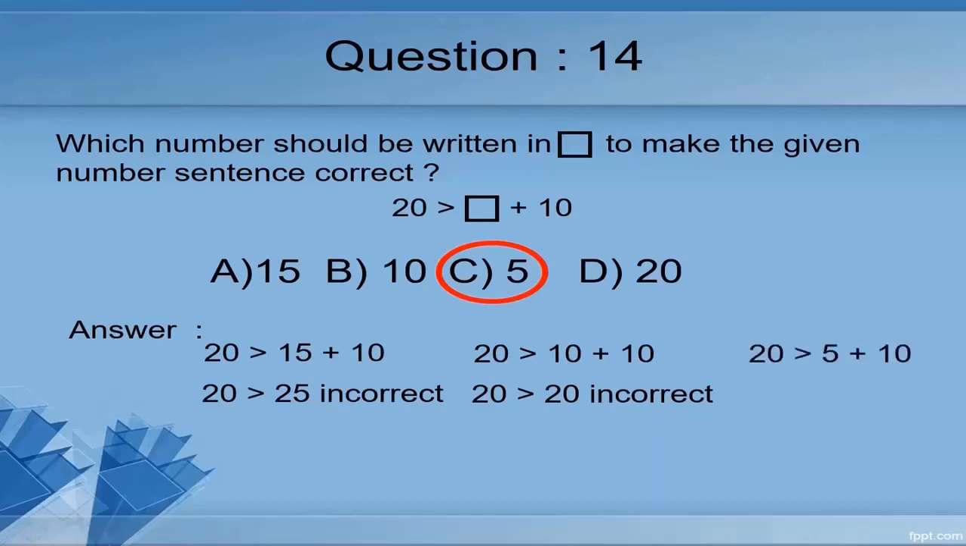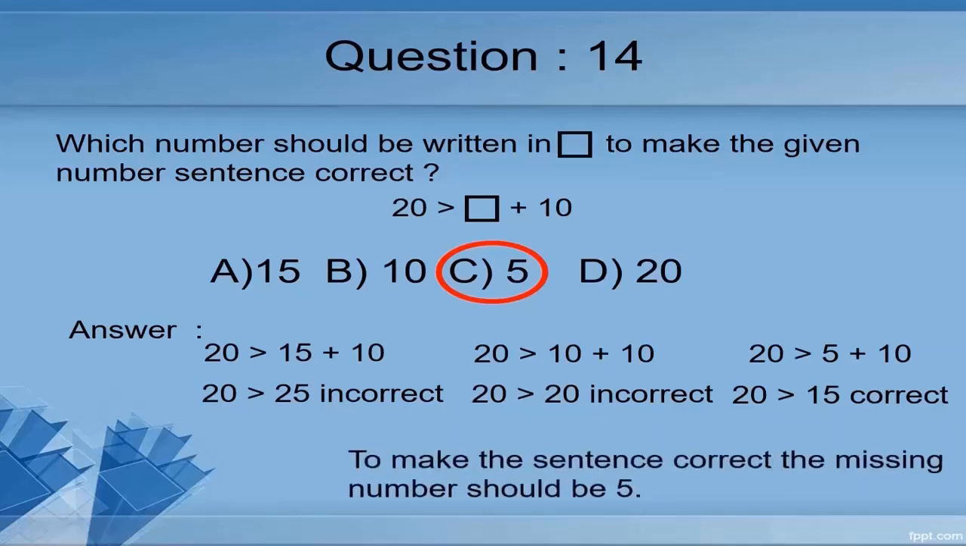20 is greater than 5 plus 10. Yes, it is correct. 20 is greater than 15. 5 plus 10 is 15. To make the sentence correct, the missing number should be 5.